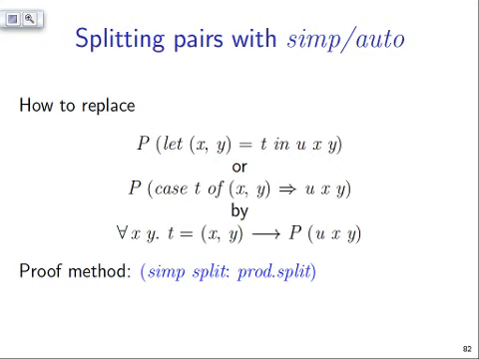So don't learn these things by heart. Just remember that they're there, that splitting something with pairs that has a let or a case with pairs in it requires this special command. And why is it called prod.split? Because the pairs are called prod inside. So prod is the type constructor that takes two arguments and produces the pair, and is, of course, displayed as the Cartesian product.